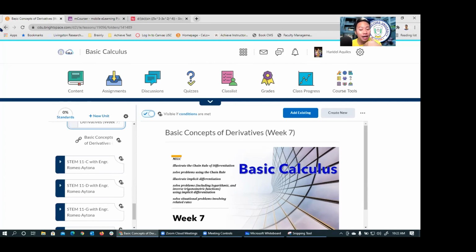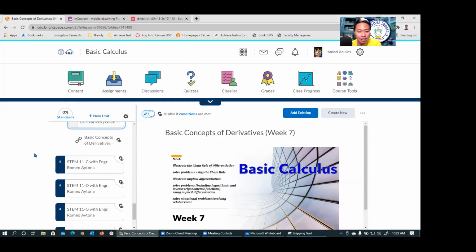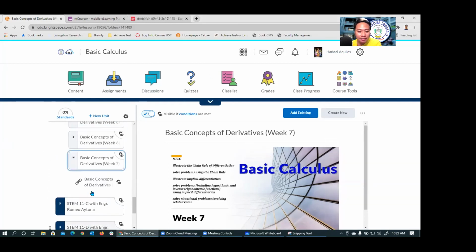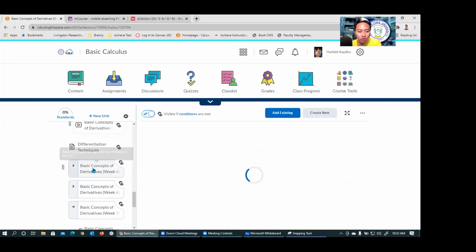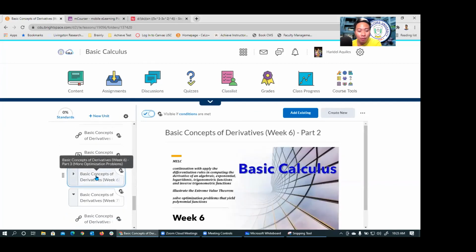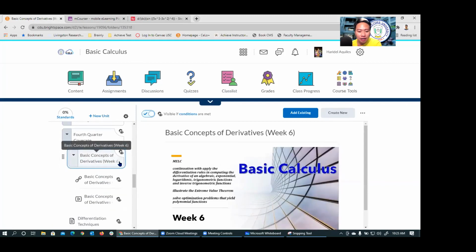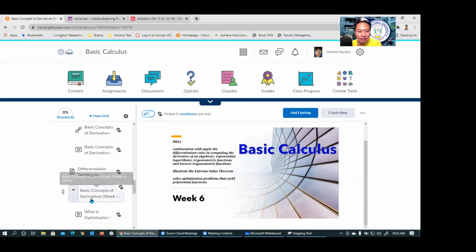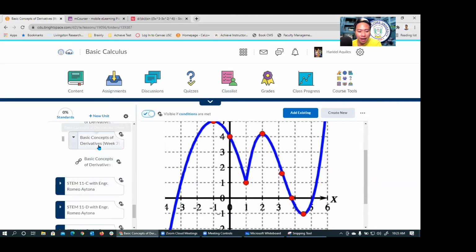And then next week, guys, May 7, which is going to be Friday, you're going to have a quiz, okay? The coverage for the quiz, guys, starts from these 1, 2, 3, 4, these four whole lessons: week 6, week 6 part 2, week 6 part 3, and week 7.